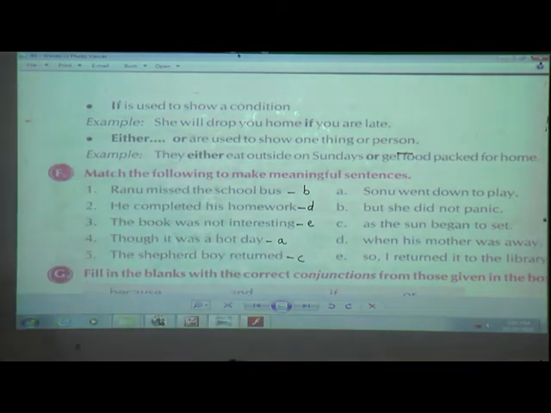Again, if you want to read, just read. Ranu missed the school bus, but she did not panic. He completed his homework when his mother was away. The book was not interesting, so I returned it to the library. Though it was a hot day, Sonu went down to play. The shepherd boy returned as the sun began to set. Now we'll move on to exercise G.